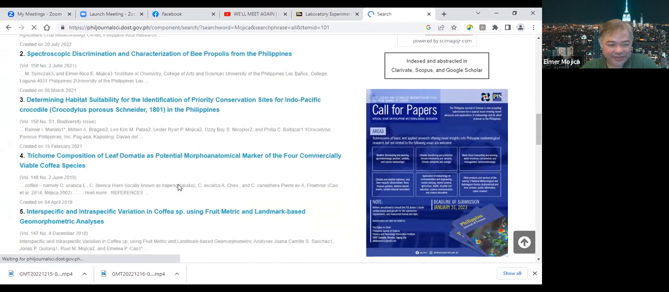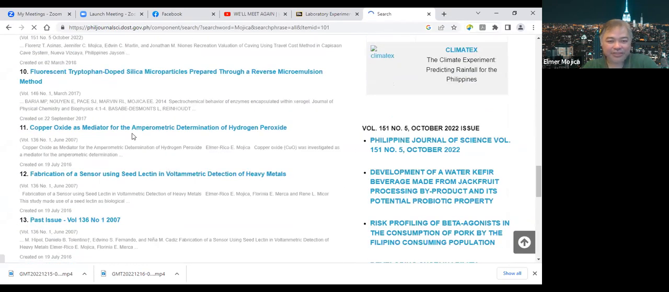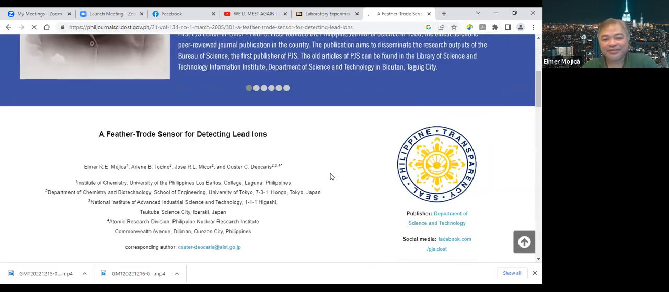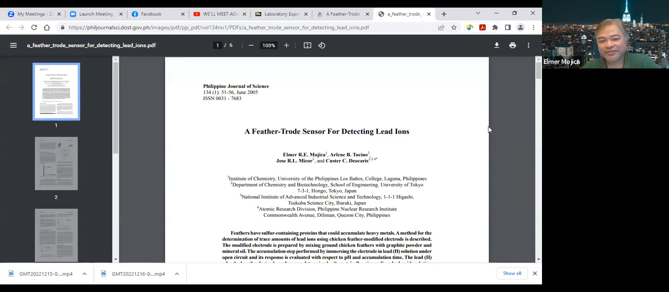So ito yung latest dyan. I hope lumabas. This is mine. Kita nyo? Look. So this is one of the first papers that I have when I'm still there. So way back what? 2005. So a feather sensor for detecting lead ion. And they won the National Invention Contest twice na nanalo yung mga student ko. Mag-three-peat pa sana kami eh. Parang Chicago Bulls, pero umalis na ako. 2003, 2004, and then 2005, I have to leave.